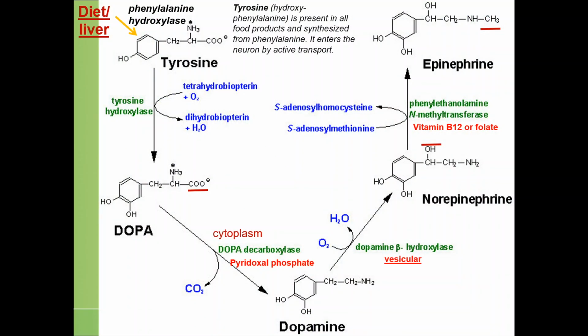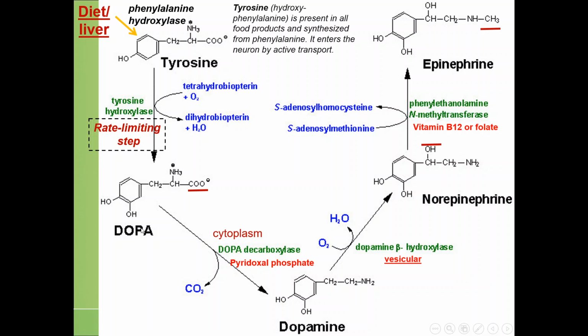So we'll start with the catecholamines. Now, tyrosine is present in food products, and it can be synthesized from phenylalanine. So it is a hydroxylated phenylalanine. So tyrosine comes from diet or from liver, and tyrosine can be converted into DOPA. This is the first reaction, and this reaction, in fact, is the rate-limiting step, because this enzyme is highly regulated, and we'll talk about its regulation.